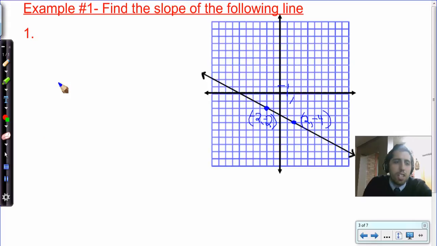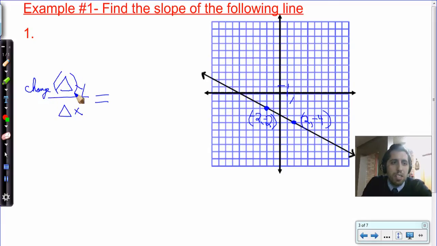Now we know that it's the change in y, and we can represent this by using delta. Delta, or triangle, means the change. Change in y over the change in x. I'll write that just so we know. So please write this with me. Change is delta. Change in y over the change in x. So we could plug those points into the slope equation, m equals y2 minus y1 over x2 minus x1. That'd be a lot to do.